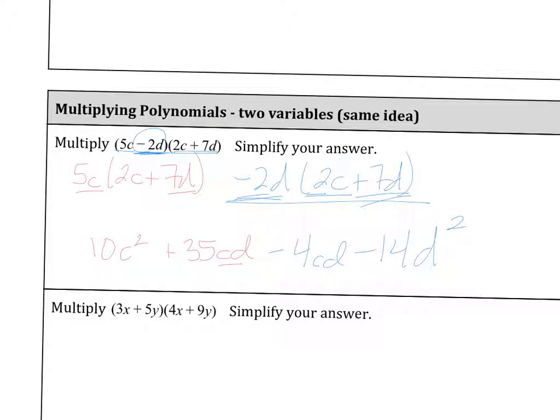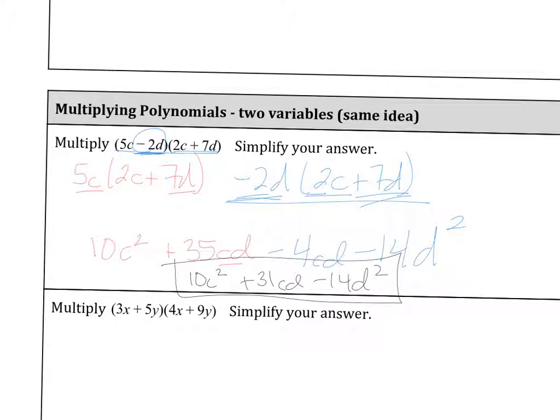And now I'll scan this problem and I'll look for some like terms. These guys are like terms. They can be combined. This time they don't cancel. 35 and negative 4 make 31. So the final answer will be I have a 10c squared, a positive 31cd, and then a negative 14d squared. That's it. That's the final answer.